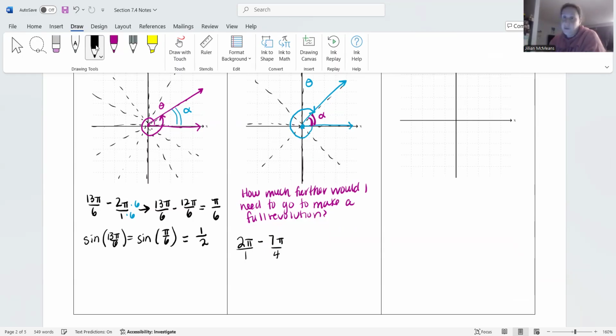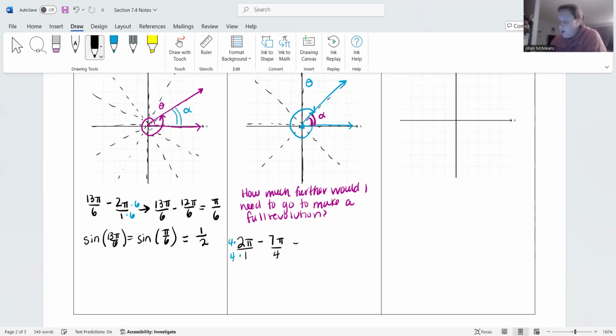Now, you do need to get comfortable with fractions, and I know that can be terrifying for some of you because fractions can be a little bit intimidating, but basically we need an LCD here. The LCD would be 4. What would I multiply 1 by to get 4? Well, I would have to multiply it by 4. So I multiply top and bottom by 4.